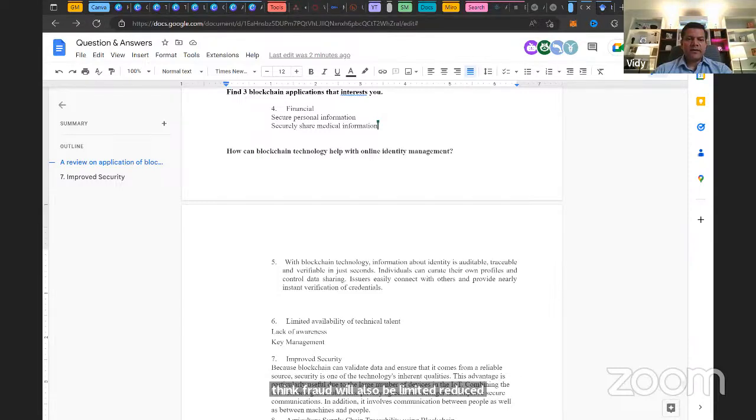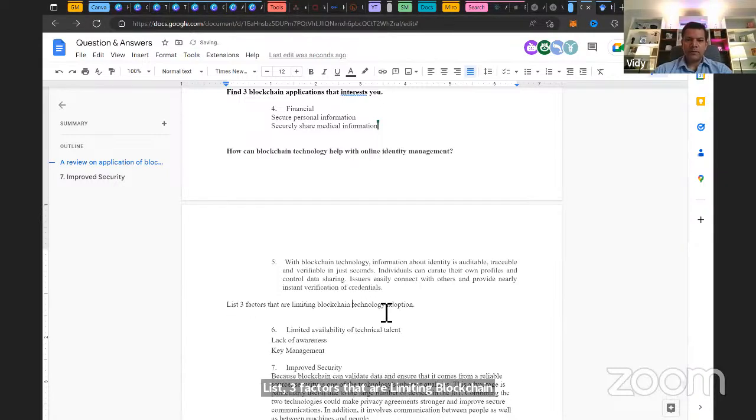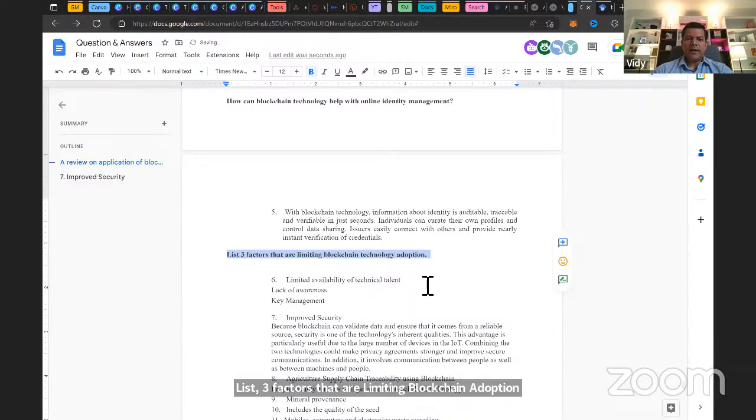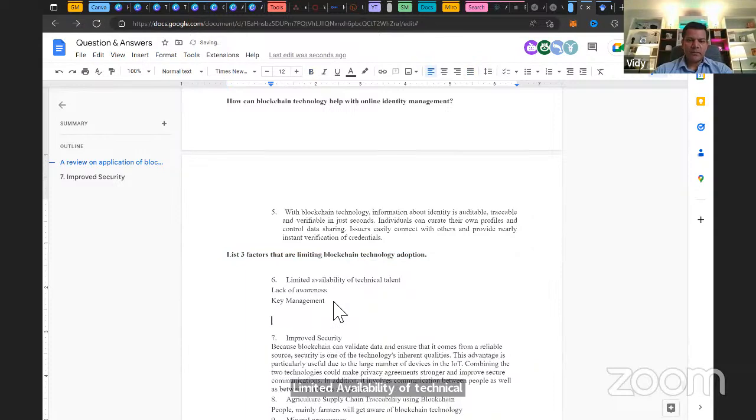List 3 factors that are limiting blockchain adoption. Limited availability of technical talent, lack of awareness, key management. Yeah, so this one is a good one that you have identified here.